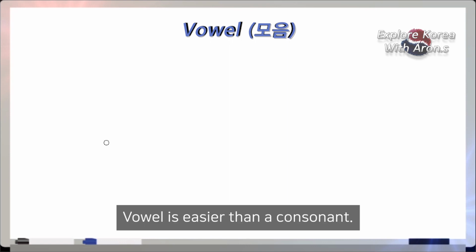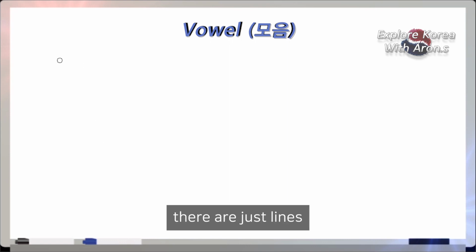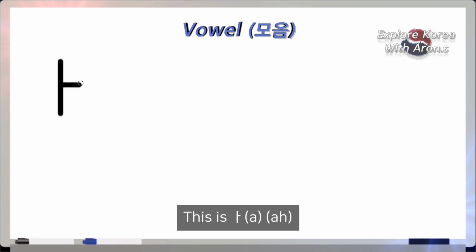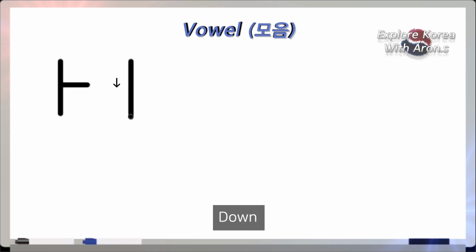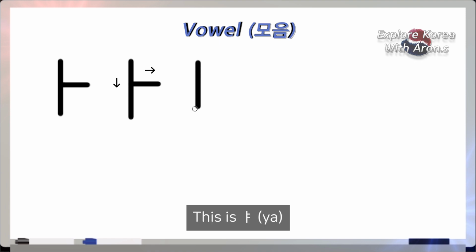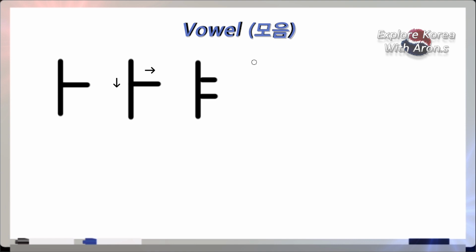Vowels are easier than consonants. They are just lines. This is ah. Right, like this. Down. Right. This is ya. Down. Right. And right.